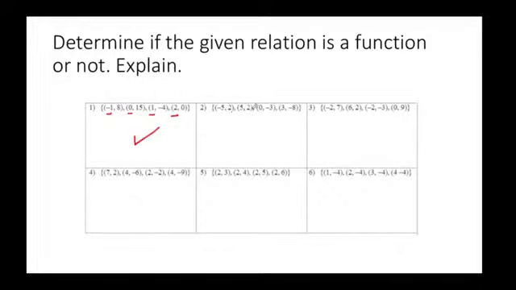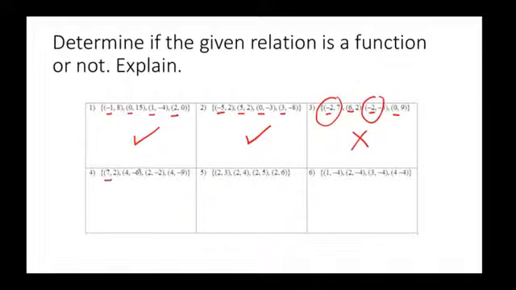-5, 2, 5, 2, 0, -3, 3, -8. Look at the first numbers. -5, 5, 0, 3. There is no repetition of the first numbers of the ordered pair, so that's a function. -2, 6, -2 is repeated, 0. So since -2 is repeated, this is not a function.